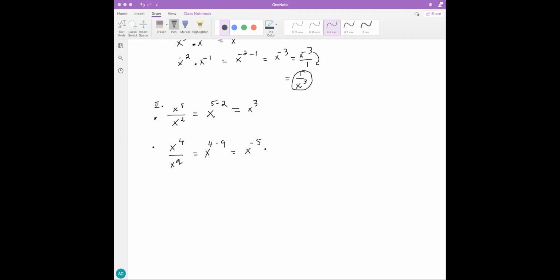So now, we're not done yet. We need to make this positive. So we're just going to move it down to the other side, and it turns into x to the 5. And again, always present your final answers with positive powers.